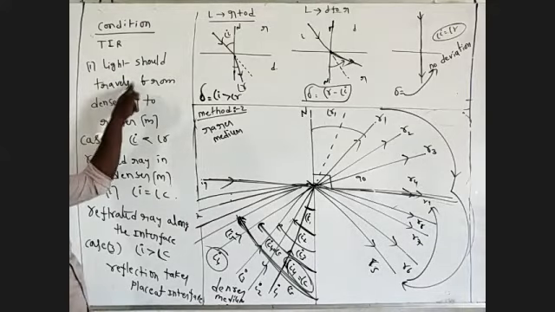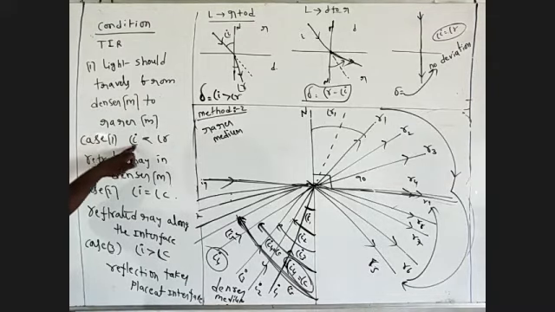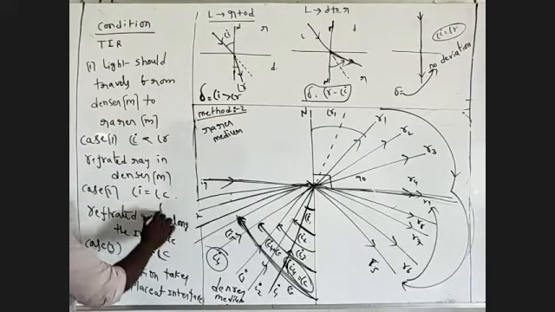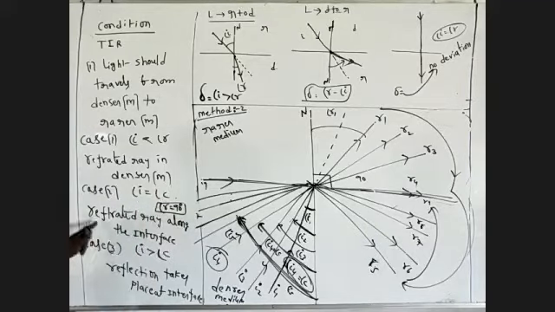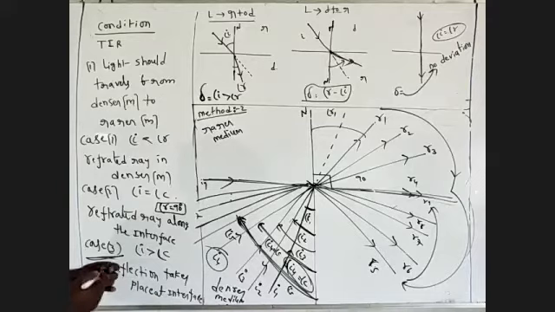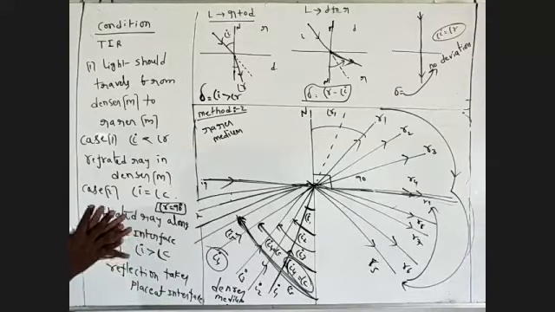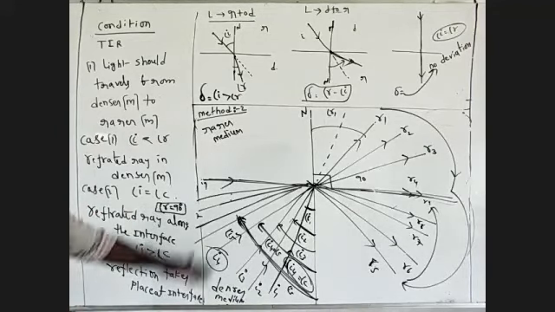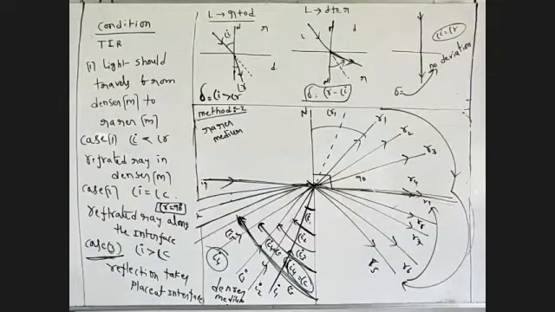This is condition number one: light should travel from denser medium to rarer medium. Case number one: angle of I less than critical angle, refracted ray in the rarer medium. Case number two: angle of I equal to critical angle, angle of R equal to 90 degrees, and the ray along the interface. Case number three: angle of I greater than critical angle, reflection takes place, and light is reflected back into the denser medium at the interface. This is the topic of total internal reflection. Now I am going to explain the next one, applications of total internal reflection.